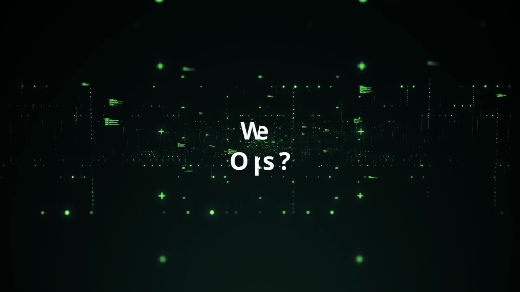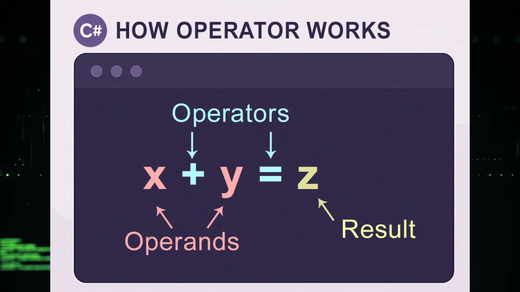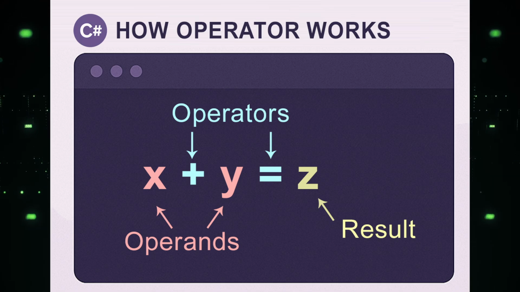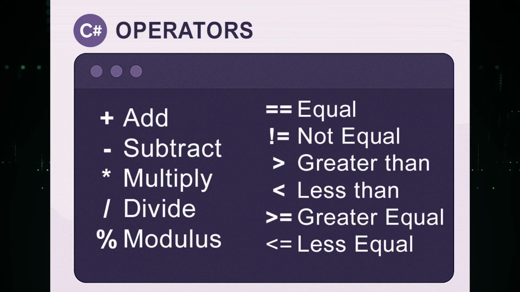What are operators? Operators are like symbols that tell C# what action to perform. Just like math, C# has its own set of operators that help the program work with data.